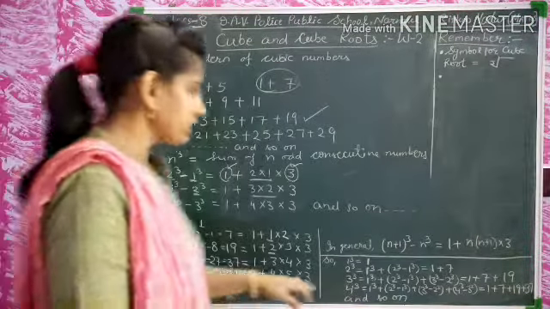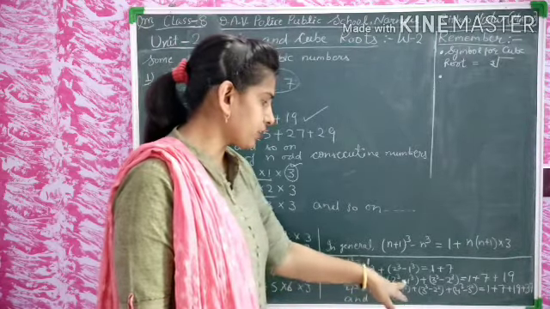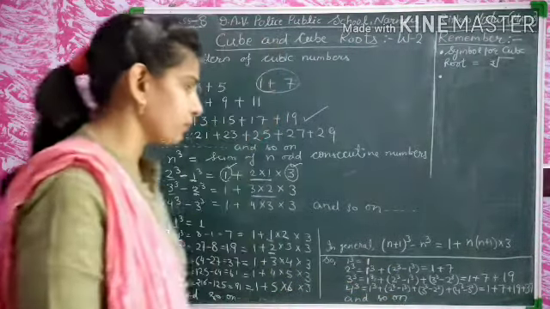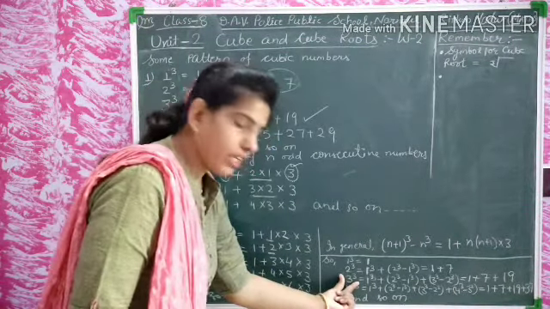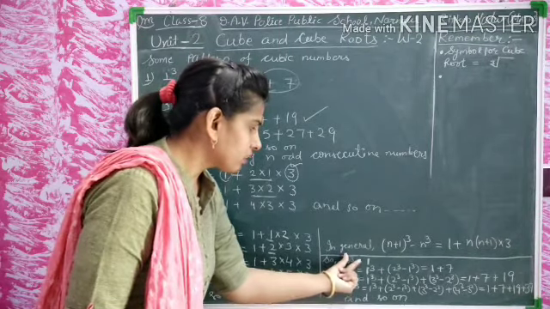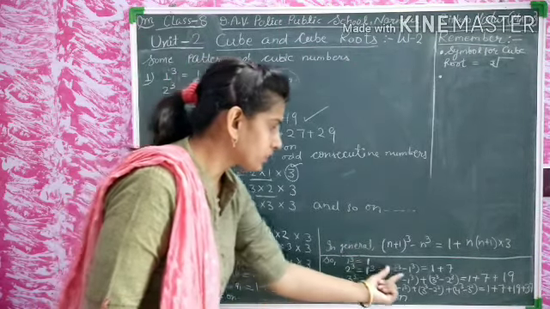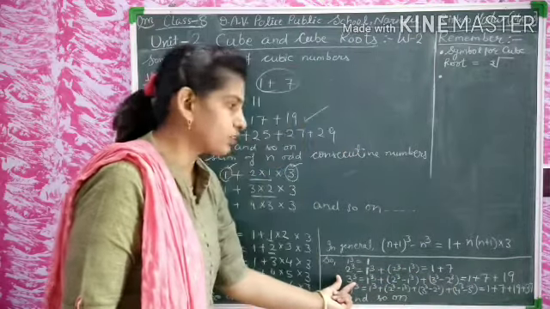Now students, you are seeing there 3 cube is equal to 1 cube plus 2 cube minus 1 cube, plus 3 cube minus 2 cube. We will have to find here 3 cube. Adding these numbers: 1 cube plus 2 cube minus 1 cube and plus 3 cube minus 2 cube.